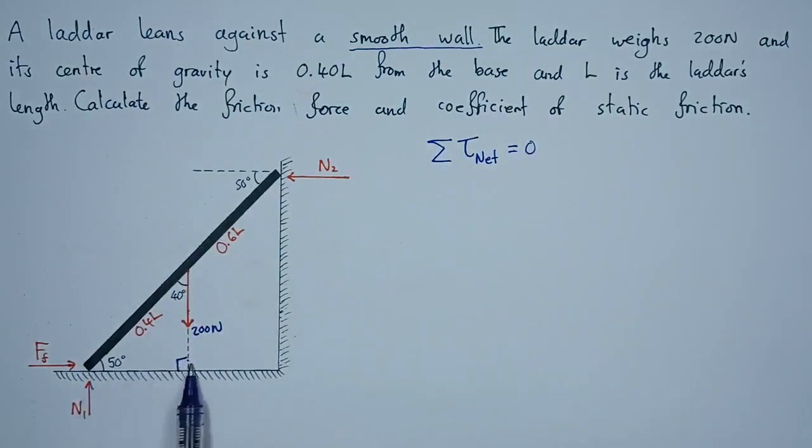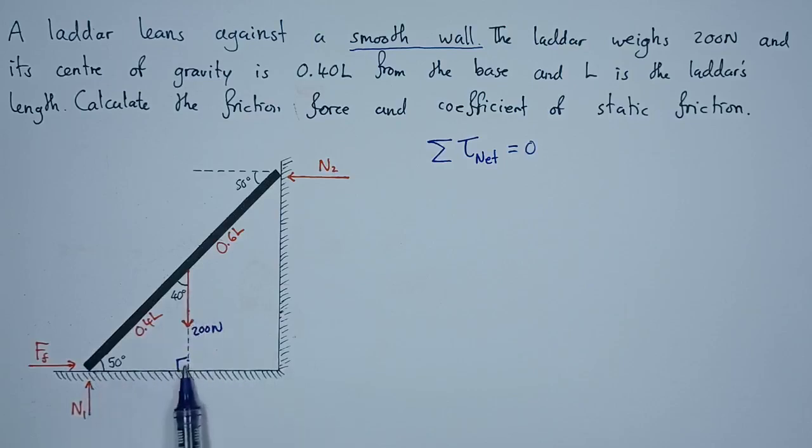Since this side is the opposite, we're going to use sine. Remember SOHCAHTOA: opposite, we use sine; adjacent, we use cos. So if I chose this angle 50, then I would have taken this to be my adjacent, and I'd use cos. Either way, you still get the same answer.